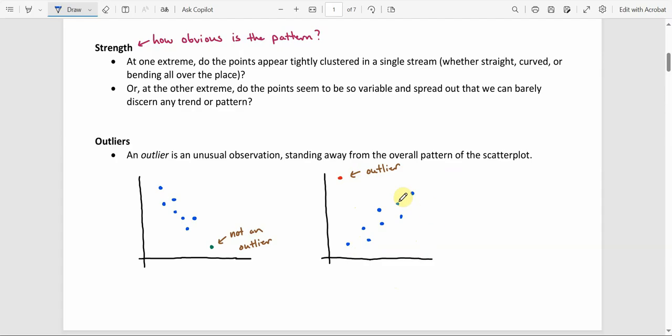Or you could say, for a Y value that's that big, the X value should be a lot bigger. You could look at it from that perspective as well. Either way, that's way outside the overall pattern. That one's an outlier.